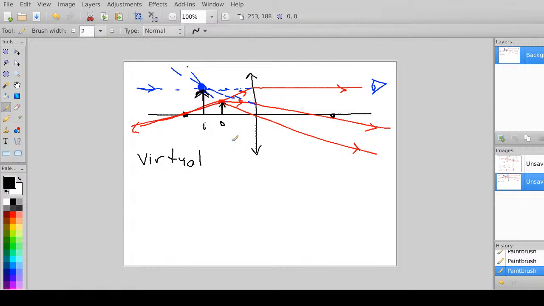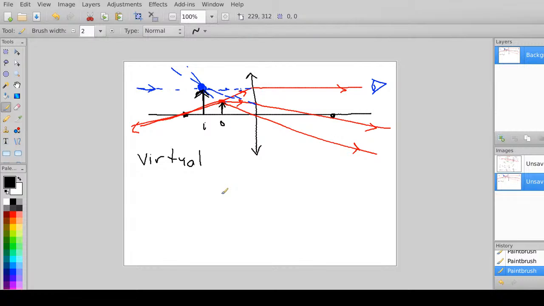And it is not formed by the rays coming together onto a screen. Rather, it is formed because it seems that all these red rays here, which are the real rays, all seem to be diverging from that image, okay? And you know what this is? This is a magnifying glass. That's exactly how a magnifying glass works.